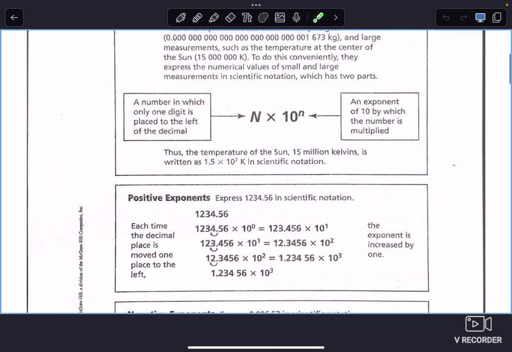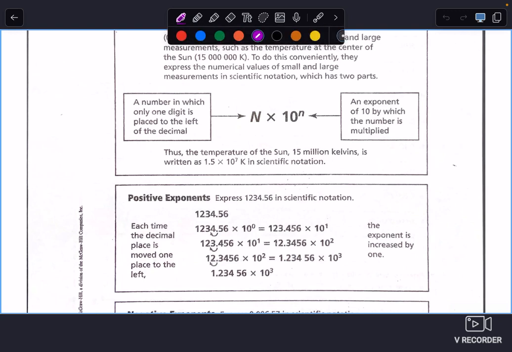parts. The two parts are a number in which only one digit is placed to the left of the decimal, so this number is 1 through 9 only, and an exponent of 10 by which this number is multiplied. So this could be 10 to the second. If it's 10 to the second, that means 10 times 10, right? If n is 2, then that would be 10 times 10, which is 100. So then it would be whatever the first number is times 100.